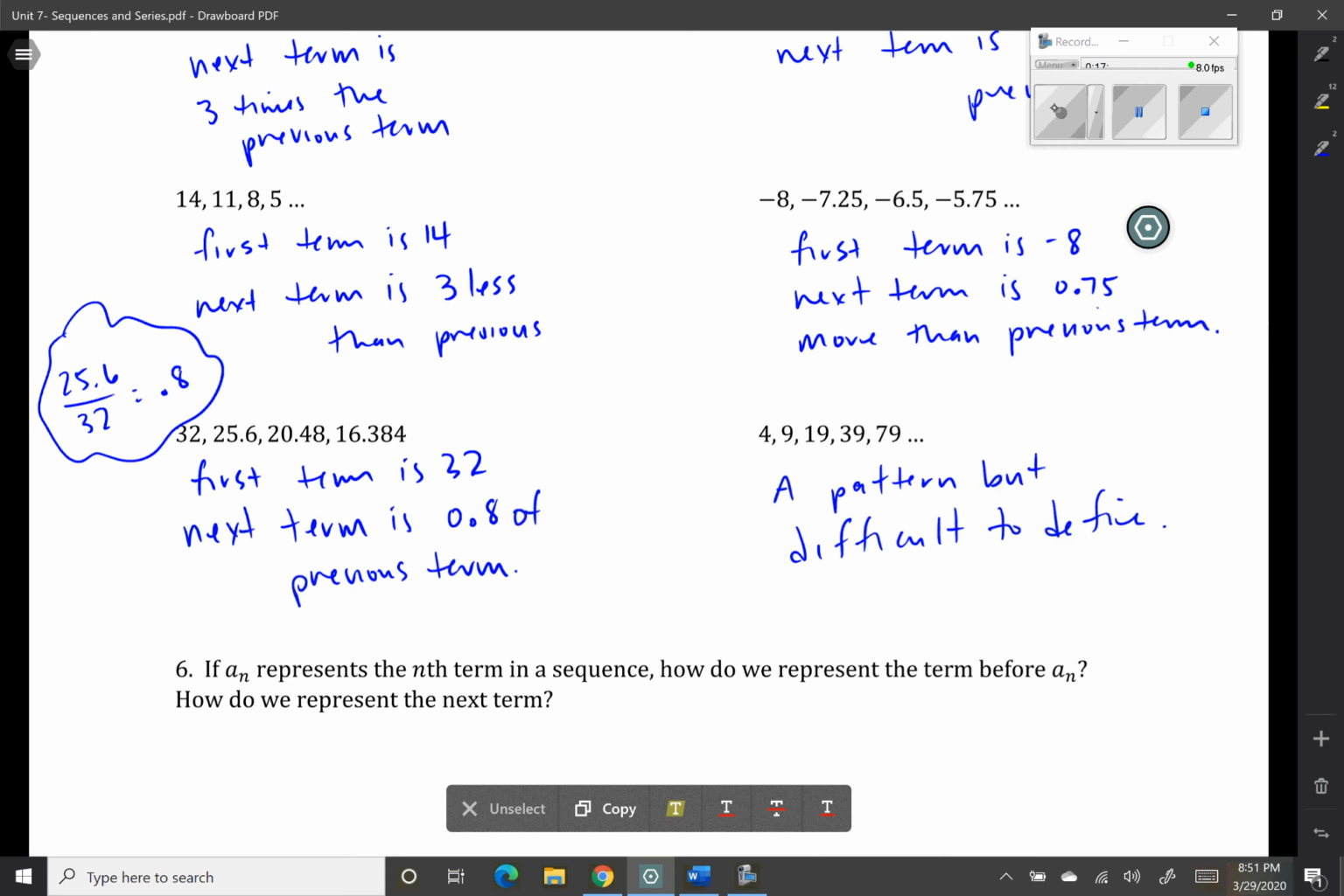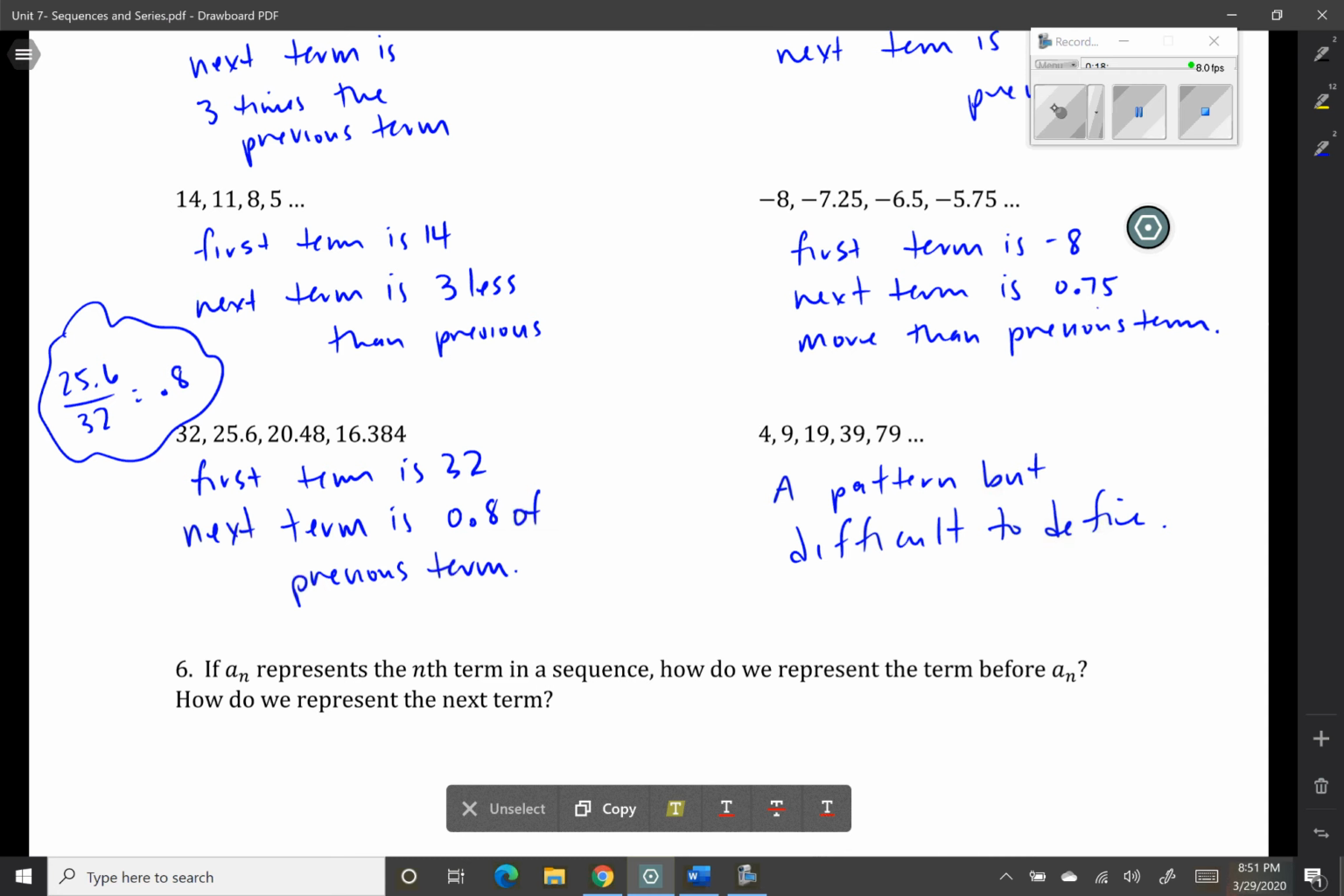Now, the last one, you might have actually come up with a pattern. There is an actual pattern here. So it starts at 4, I'm adding 5, then I'm adding 10, then I'm adding 20, then I'm adding 40. So I'm doubling the previous value that was added. There's a pattern, but it's definitely difficult for us to define right now. Okay, that's going to be what we call a recursive sequence, which we'll talk about in lesson 4. For right now, just say that there's a pattern there, but we just can't define it using this addition, subtraction, or multiplication kind of idea.